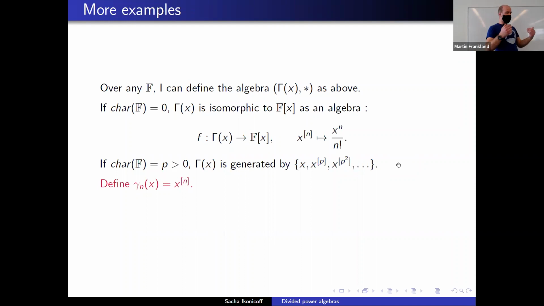So morally, in our head, we have to think of those x bracket n as playing like x to the n over n factorial, and that justifies the name divided powers. But of course, if the characteristic of the field is positive, dividing by n factorial does not really make sense. So instead, we have to kind of list the property that those bracket n satisfy. So what I'll do is I'll define gamma n of x as being x bracket n to give you the impression that I have an operation gamma n that sends x to x bracket n that kind of does this divided power operation. And now I can give you the real definition for a divided power algebra.